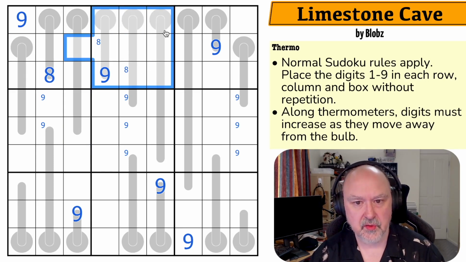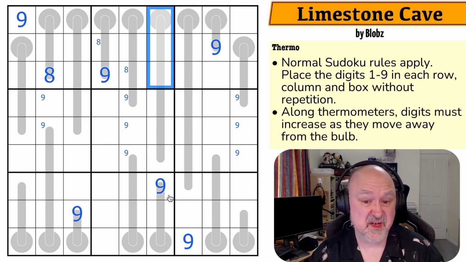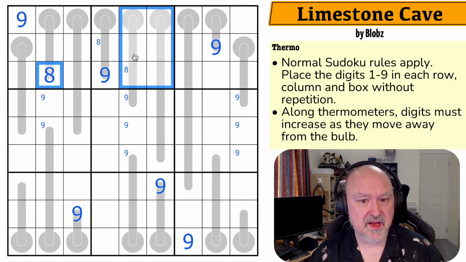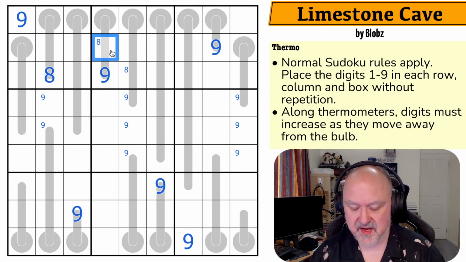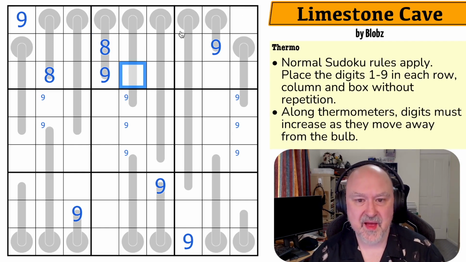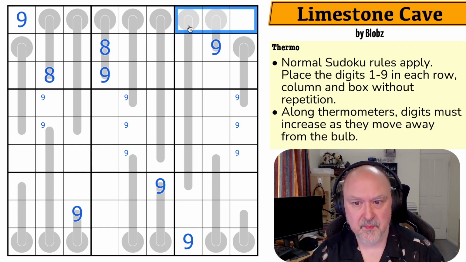And now I can ask the question about this box. Where can 8 go? Because 8 can't go in any of those. I'd need a digit higher, and 9's not available. And in fact, I'd need multiple higher. If I put 8 here, I can't repeat an 8 in a row. I can't put 8 here. I'd need multiple digits higher. I can't put 8 here. I'd need something between 8 and 9. That's the 8.